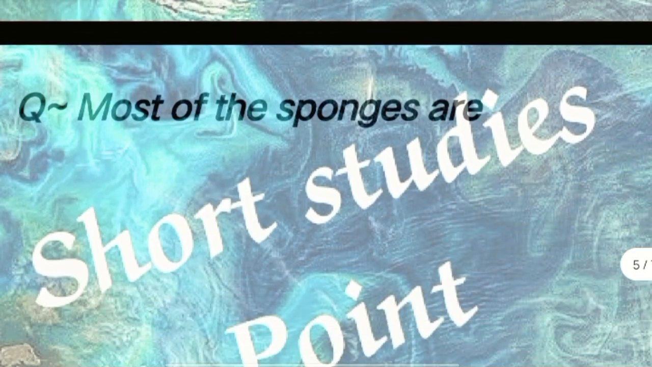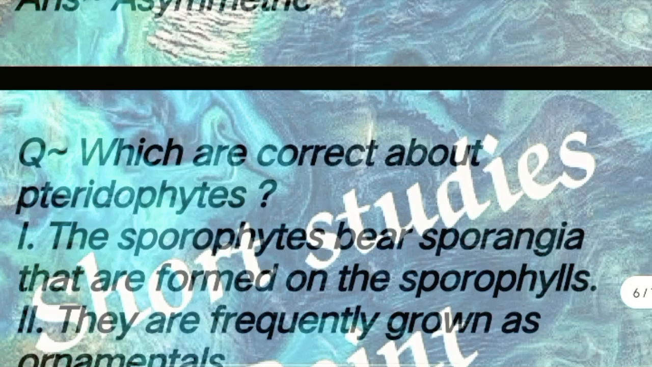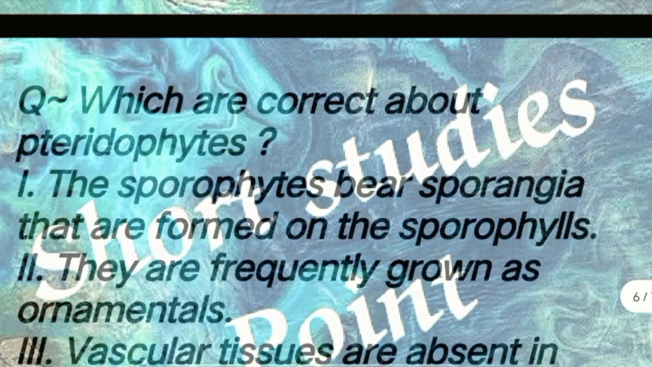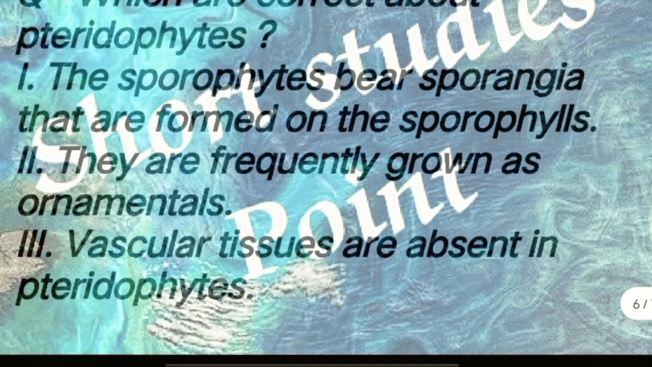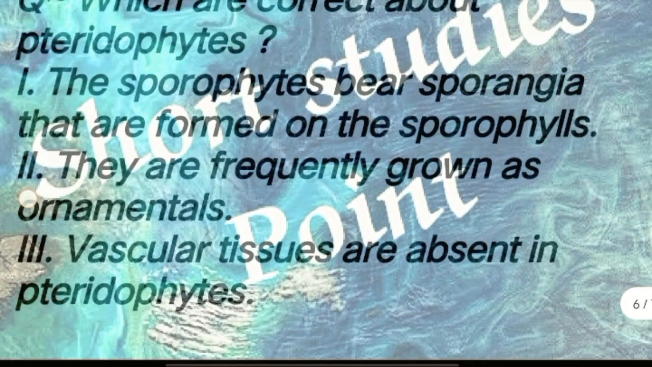Next question: most of the sponges are? Answer: asymmetric. Next question: which are correct about pteridophytes? Statement 1: the sporophyte bears sporangia that are formed on the sporophylls. Statement 2: they are frequently grown as ornamentals. Statement 3: vascular tissues are absent in pteridophytes. Answer: 3 statements are correct.